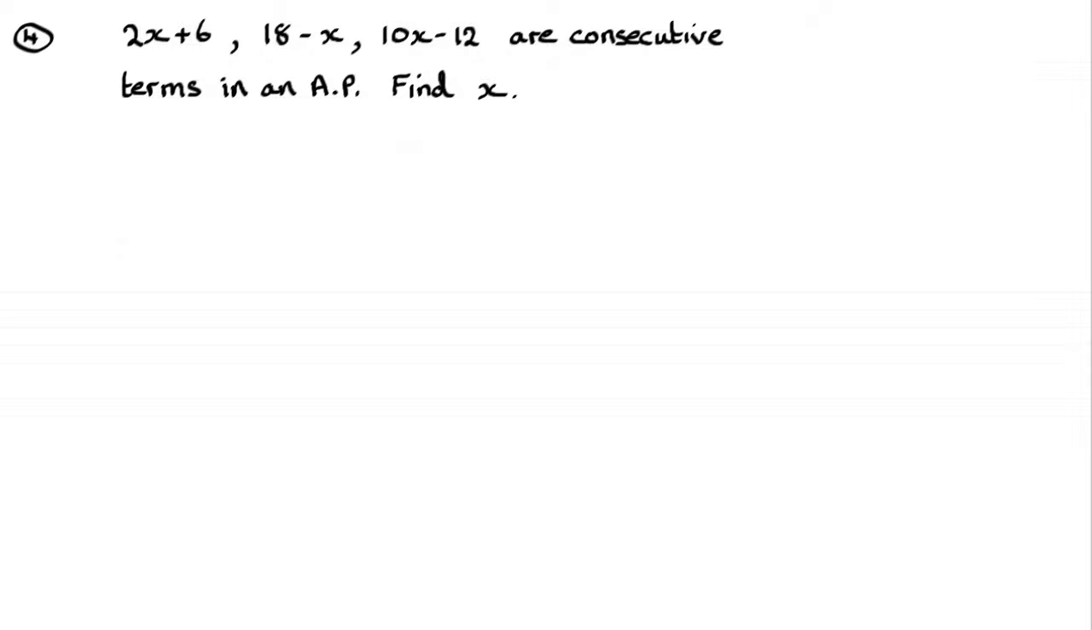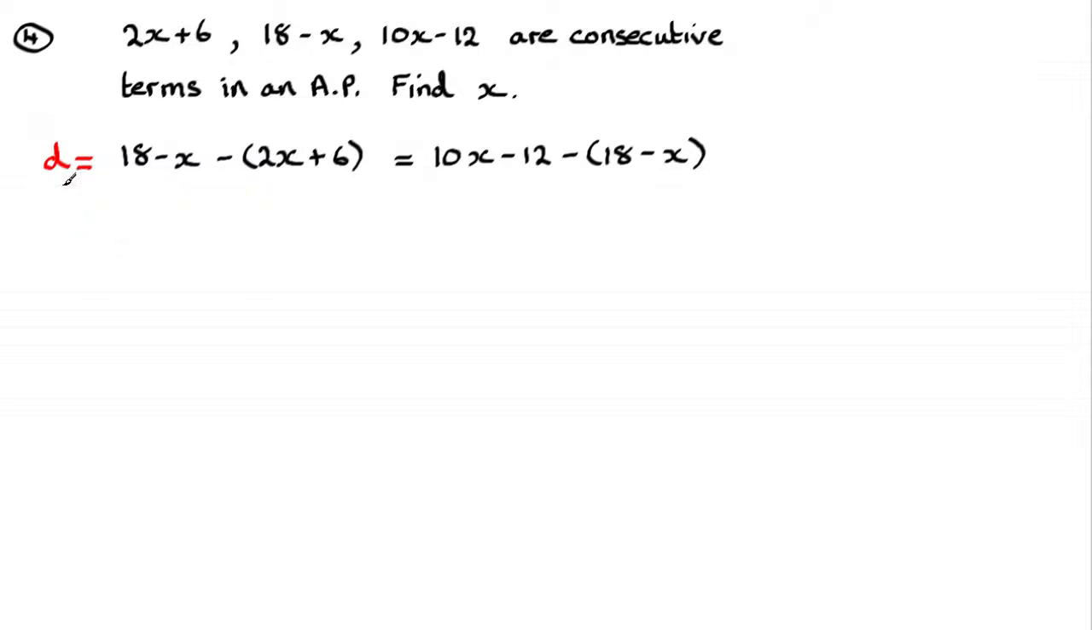Let's just take you through this, how I would approach such a question. We know that there must be a common difference between these 3 terms. We don't necessarily know what position they are in any sequence. That doesn't matter. We just know that the difference between consecutive terms is going to be equal to D, exactly the same. So I'm going to set up an equation like this. That common difference D is 18 minus x minus this term here.